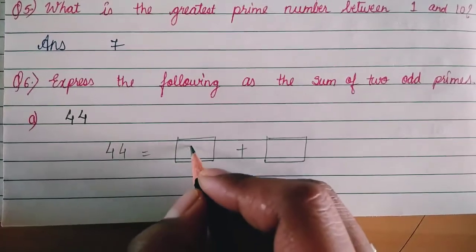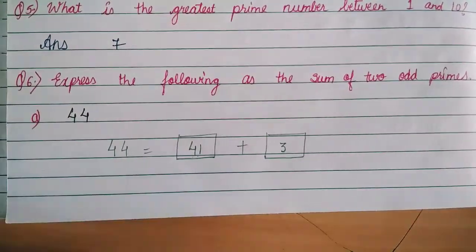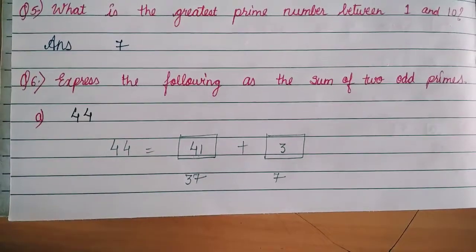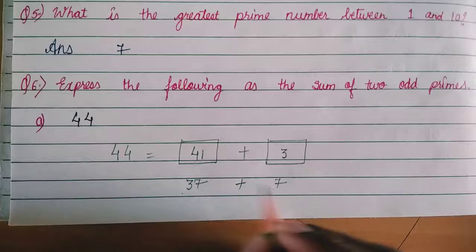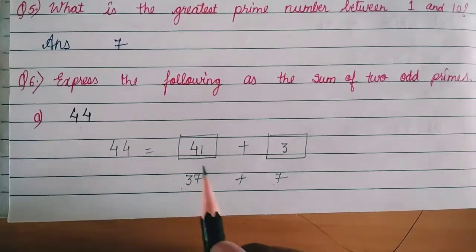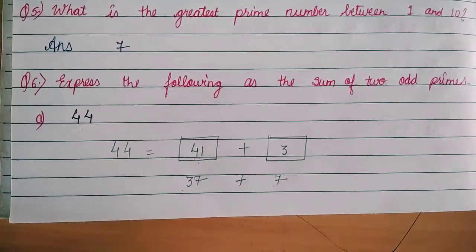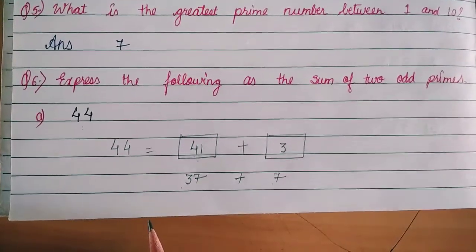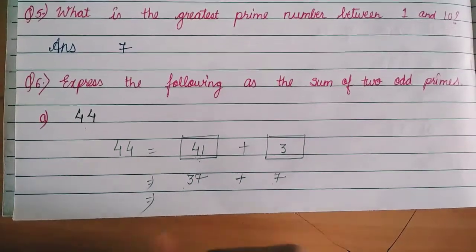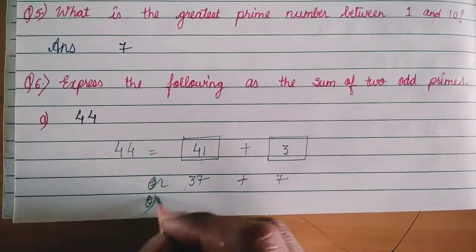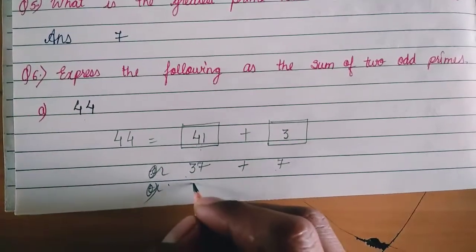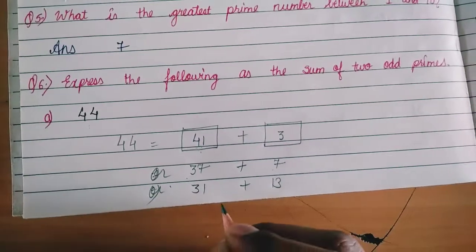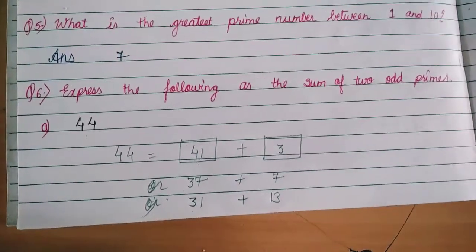So we can put 41 or 3. We can put 37 or 7. Anything we can put, because 37 and 7 can make 44, and 41 and 3 can make 44. And these 4 numbers all are odd primes. We can put any number, we can put 31 and 13. 31 and 13 both are odd primes.